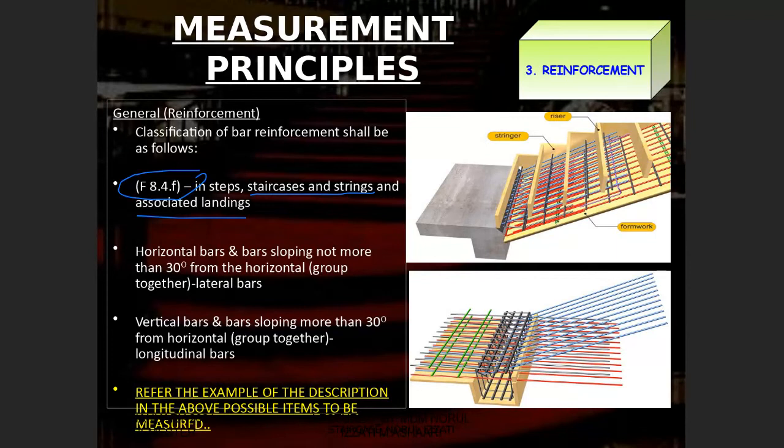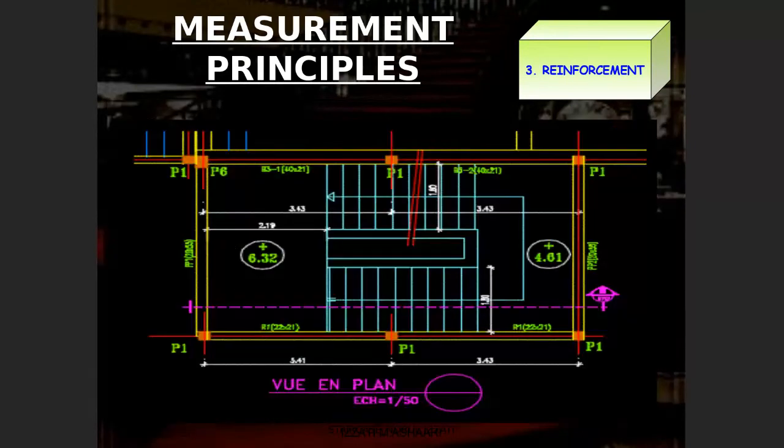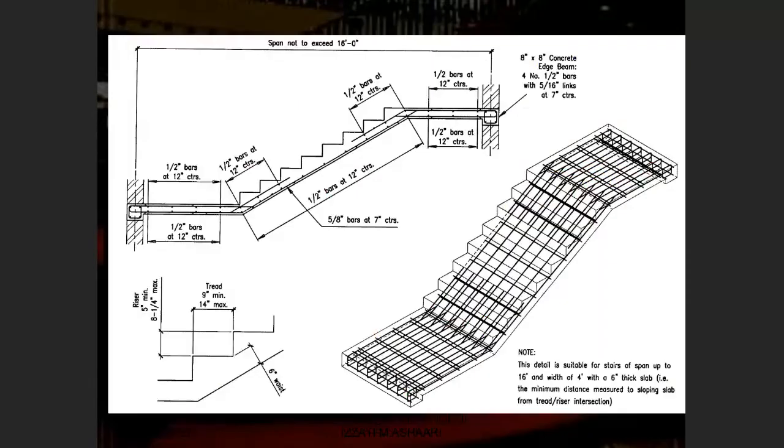The answer is no. This is to identify that under the element of the staircase, you have to measure the landing, and the string, if any. Vertical bars and bars sloping more than 13 degrees from horizontal shall be grouped together, and they are also a category. This is under F.8, the last parts F.8.6 and F.8.7. So this is the example, and you can refer to it.